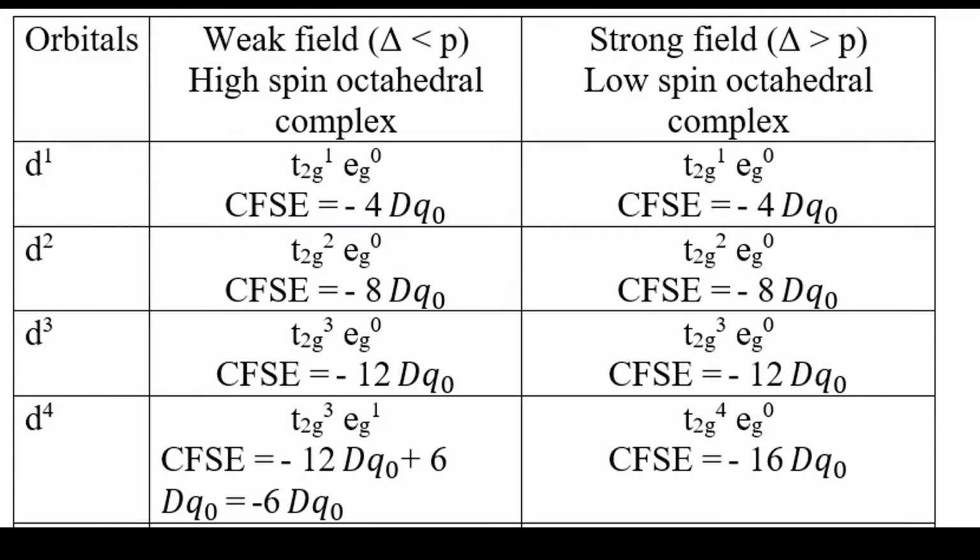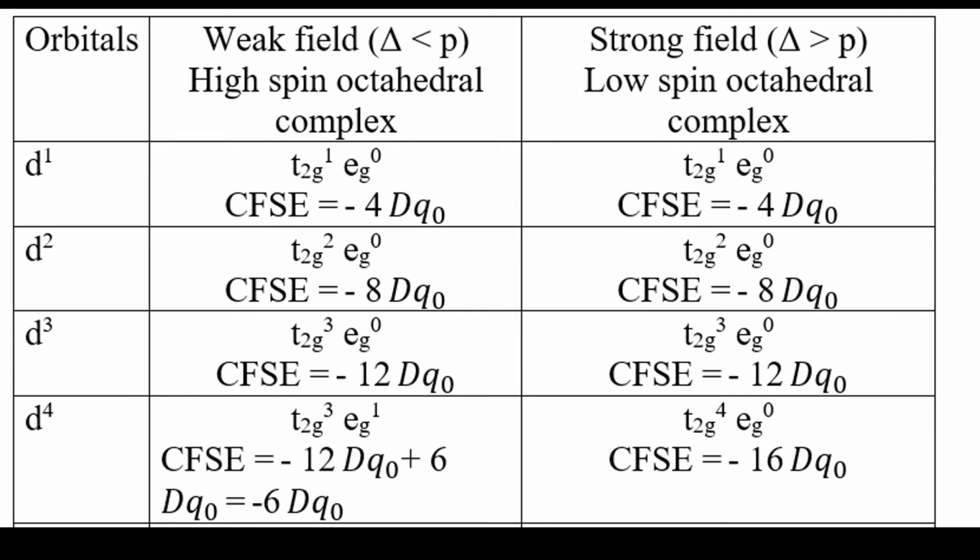Here we consider octahedral complexes. For a weak field, delta is less than or equal to P, where P means pairing energy, giving high spin octahedral complexes. For a strong field, delta is greater than P, giving low spin octahedral complexes.